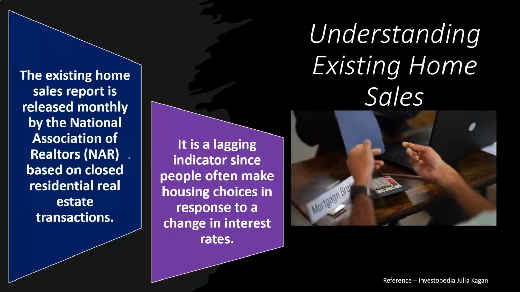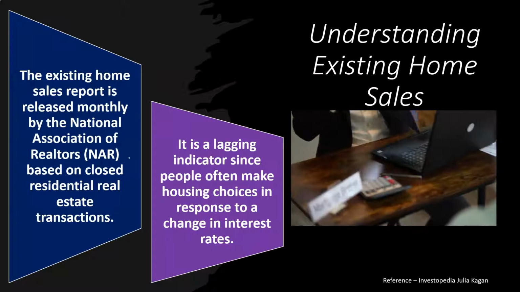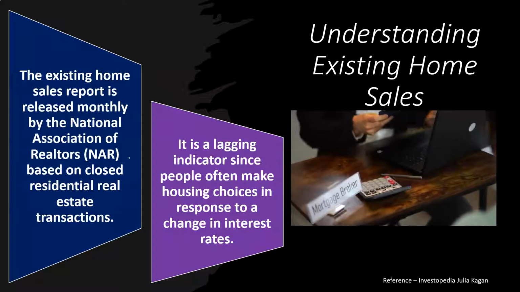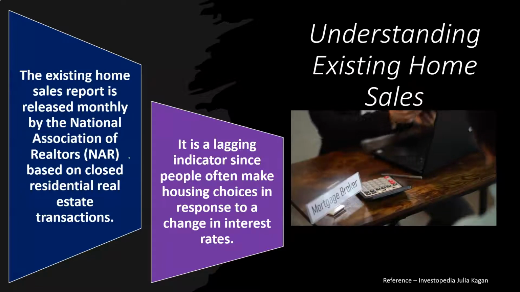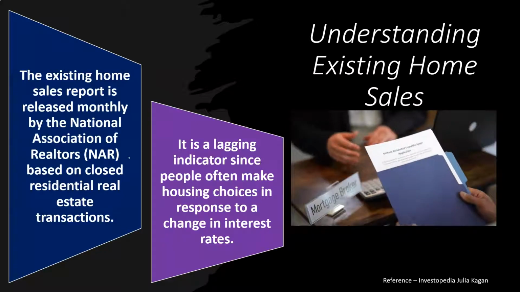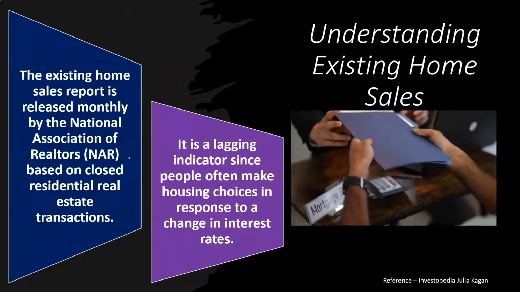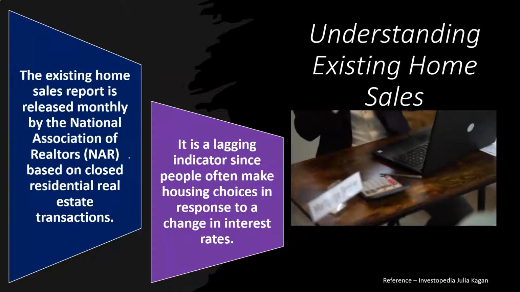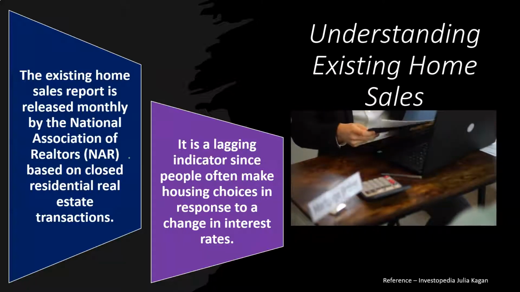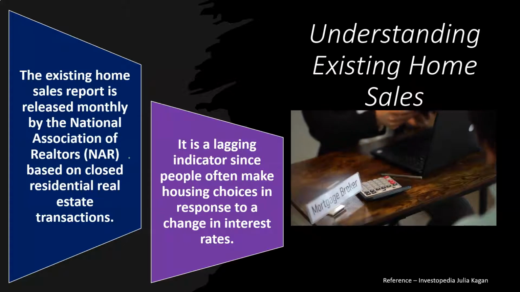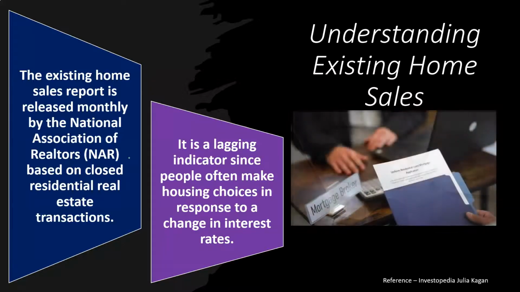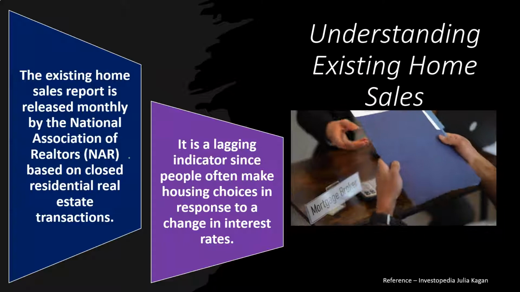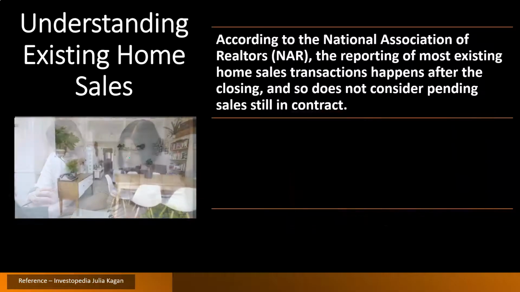It is a lagging indicator since people often make housing choices in response to changes in interest rates. So when you try to look at this from an economic health standpoint, it's going to be one of those lagging indicators. It's not going to be the first indicator to show whether there's a change in the general economic environment, going up or going down. It's going to be a lagging indicator because people will typically do that in response to, say, rates.